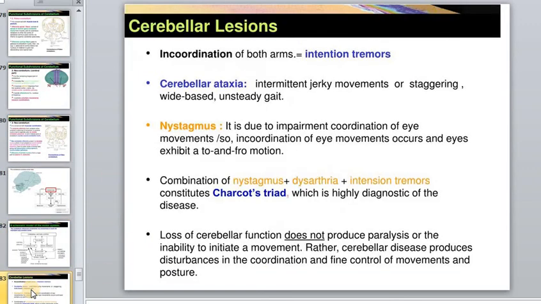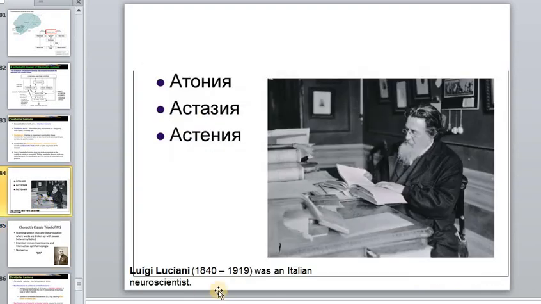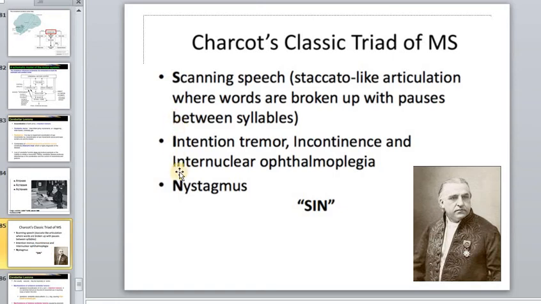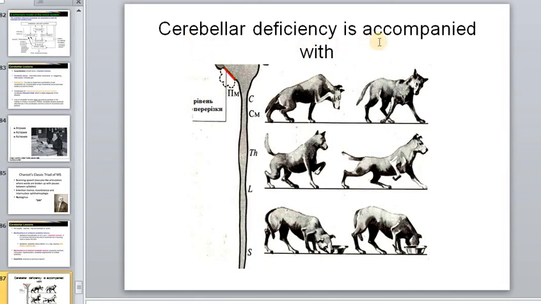And next we have the symptoms of damage of cerebellar activity. We discussed ataxia, and maybe you have heard of some triads, the Luciani triad and Charcot's triad, of cerebellar dysfunction. And we will see a video of a dog with these diseases. And at the end we have this picture with the damaged area of the cerebellum of a dog.